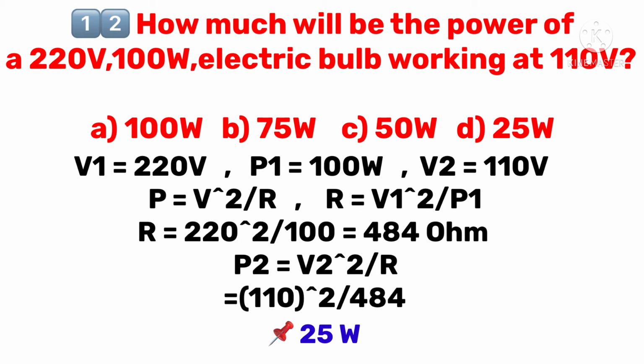Let V1 equal to 220 volt, P1 equal to 100 watt, V2 equal to 110 volt. We know that P equal to V square by R. So R equal to V1 square divided by P1. Here R equal to 220 square divided by 100, that is equal to 484 ohm. P2 equal to V2 square divided by R, that is equal to 110 whole square divided by 484. So the answer is 25 watt.